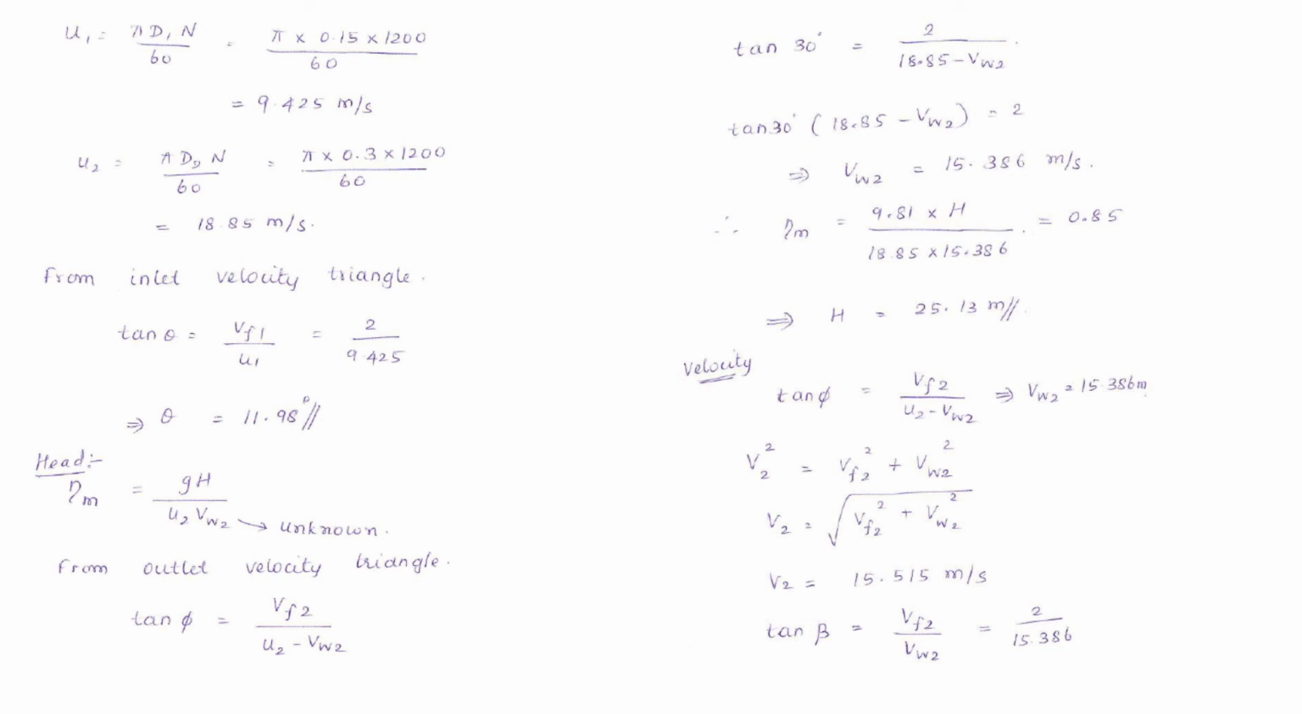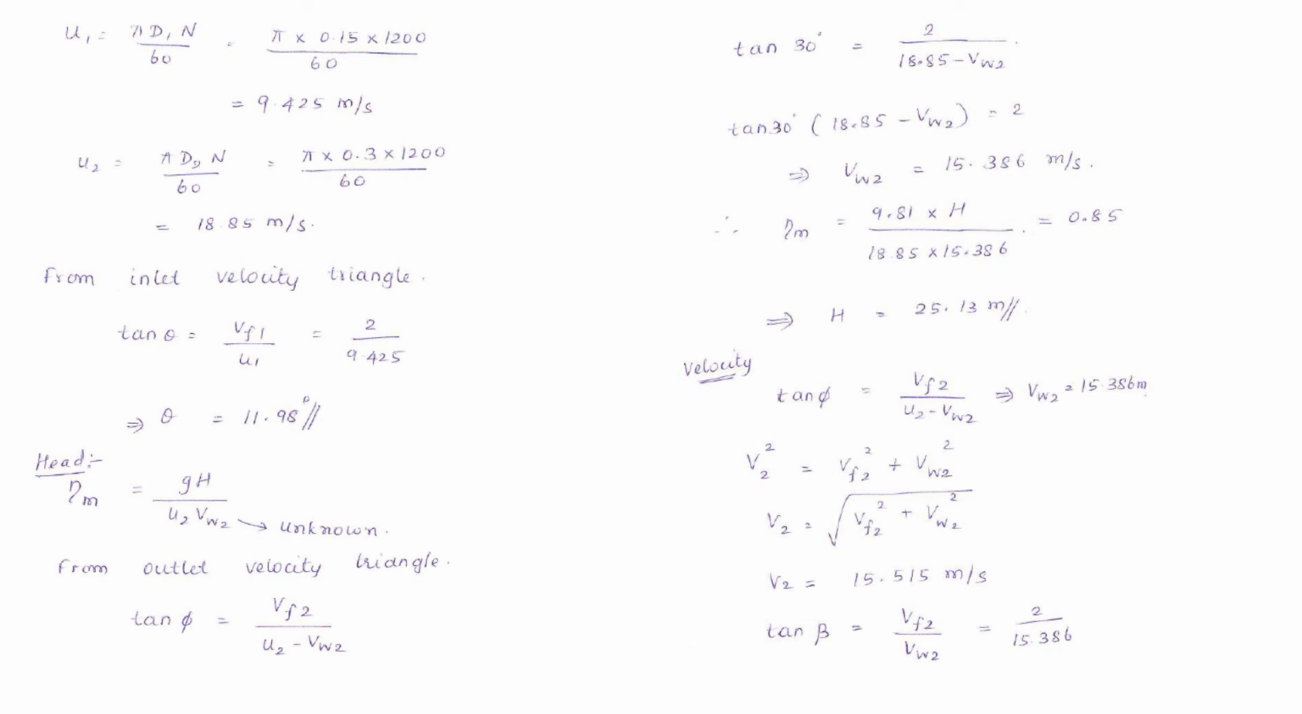What is the value of VW2? How to find out VW2? For that, see the outlet velocity triangle. From the outlet velocity triangle, tan phi is equal to VF2 divided by U2 minus VW2. VF2 is given value, U2 we can find out by using the formula U2 is equal to pi D2 N divided by 60. From that we can find out VW2. Clear? After finding the VW2 value, substitute in eta m formula and we can find out the head developed.